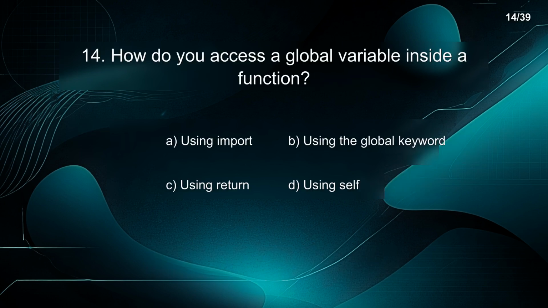14th question. How do you access a global variable inside a function? A. Using import. B. Using the global keyword. C. Using return. D. Using self. Correct answer is B. Using the global keyword.